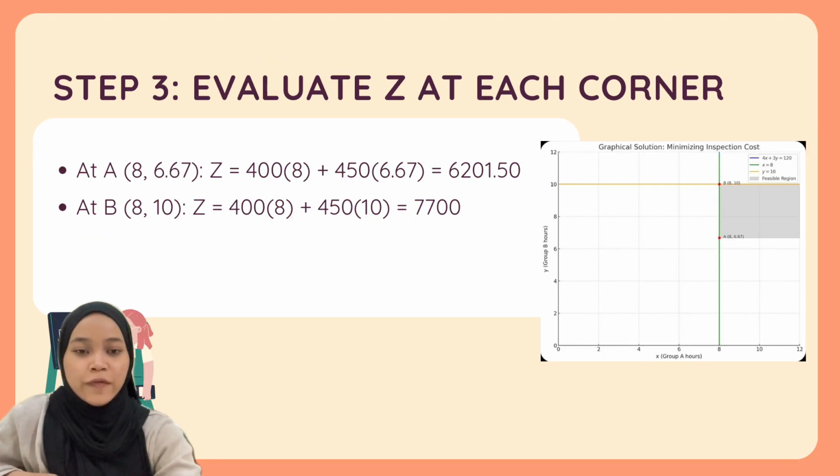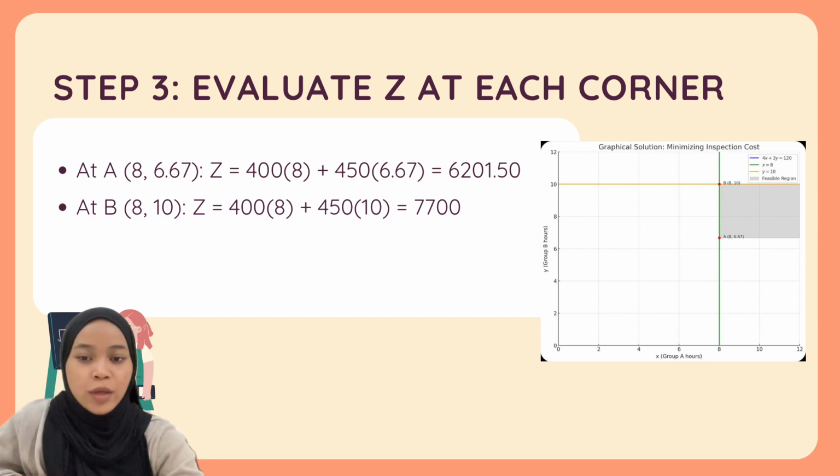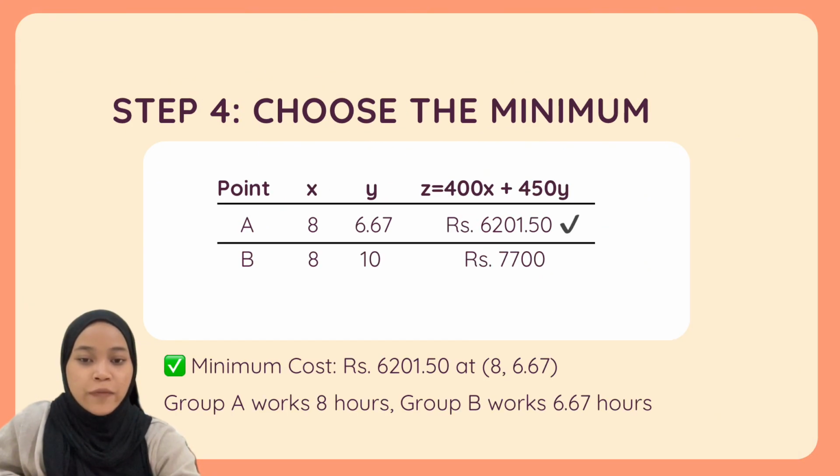Okay, my name is Nurshafika Najiha, and I'll present step 3, which is to evaluate Z at each point. At point A, Z is 6,150. At point B, Z is 7,700. For step 4, we choose the minimum. A is the minimum cost, which is 6,150, because Group A works 8 hours and Group B works 6.67 hours. That's all. Thank you.